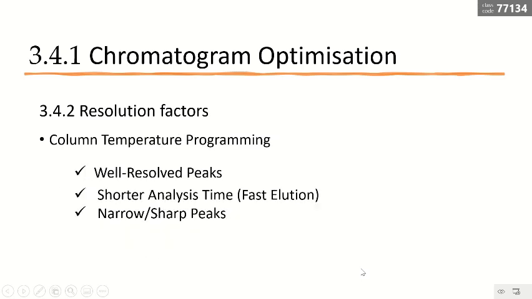So we know that column temperature programming can help us. For whoever is doing QC or analytical work, using gas chromatography or whatever chromatography, we will know this kind of programming helps us solve peak separation, to get well-resolved peaks. It can shorten the analysis time because we do not want to spend days or weeks analyzing one or two samples. We can also use this method to make the peaks sharper or narrower.